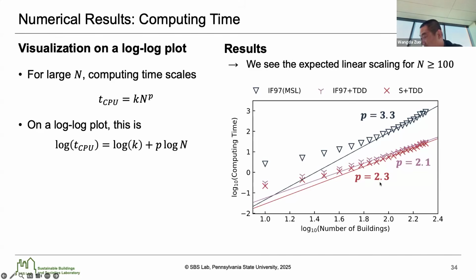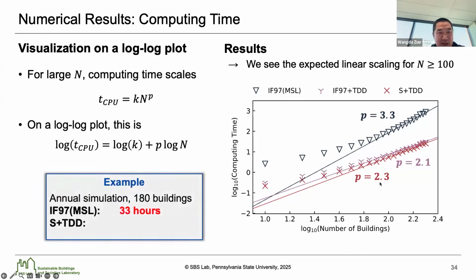Okay, so what does it mean? It means that if you want to simulate a large district energy system for annual dynamic simulation with Modelica, using IF97, you need about 33 hours, which, from the research point of view, is okay, but for industry practice, too long. But if you decouple it, you only need 1.1 hour. That's a performance difference.